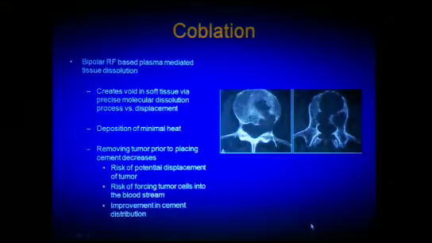The last topic is coablation. What is coablation? It is bipolar plasma-mediated tissue dissolution. It basically creates a void by a molecular dissolution process with minimal heat deposition in the vertebral body. Basically, it's a type of ablation within the vertebral body. It allows us to remove the tumor prior to placing cement, which decreases the risk of tumor displacement into the epidural space or into the bloodstream, and improves cement distribution.